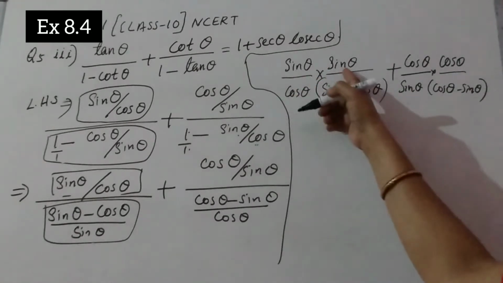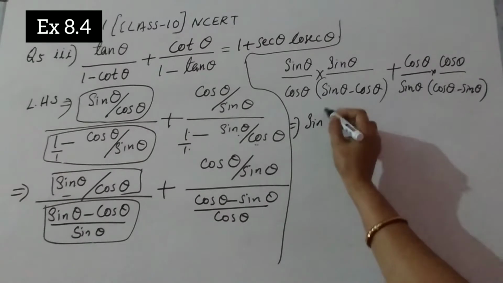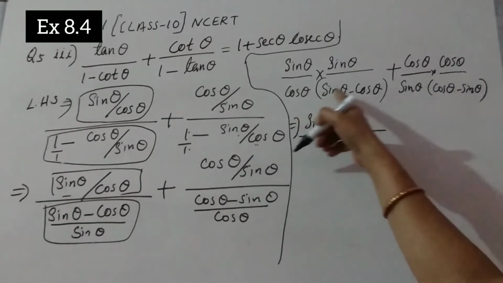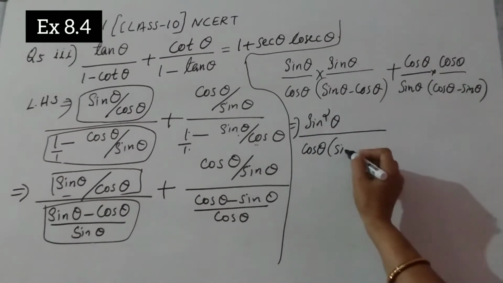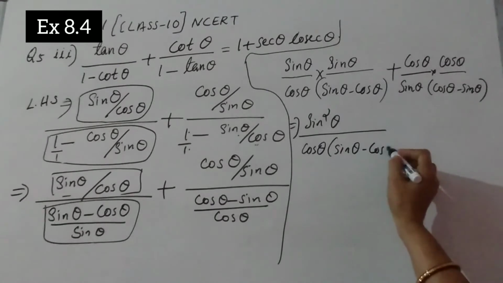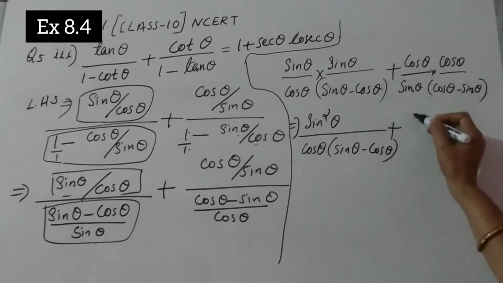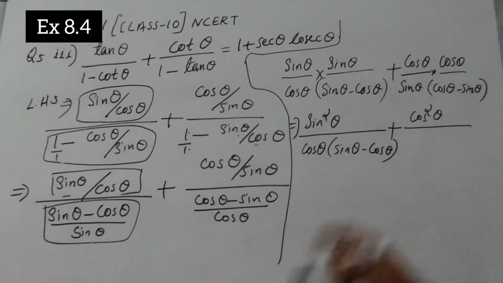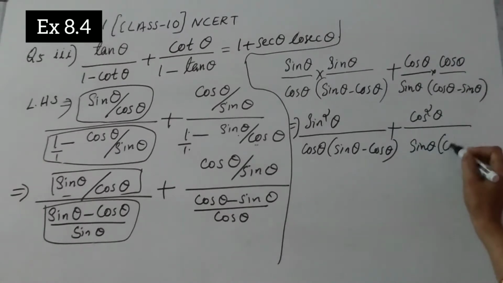Now we can simplify. Sin theta into sin theta is what? Sin square theta divided by cos theta into sin theta minus cos theta, we can write as it is, plus cos theta into cos theta is what? Cos square theta divided by sin theta into cos theta minus sin theta, we can write as it is.